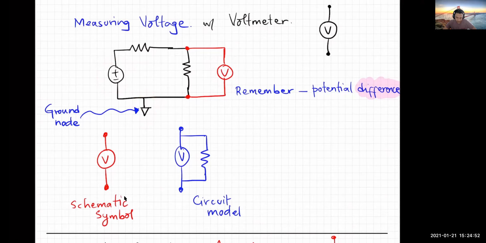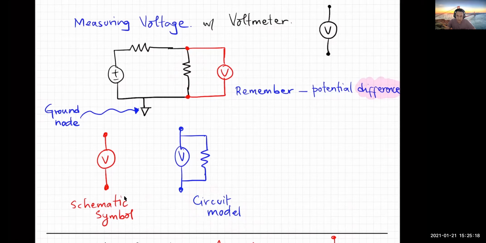Here I just want to make a distinction between what a schematic symbol is and what a circuit model is. A schematic symbol is just a symbol that you would use in the circuit to identify a device. For example, a voltmeter looks like this. This is the symbol for a resistor. But a circuit model is something different.